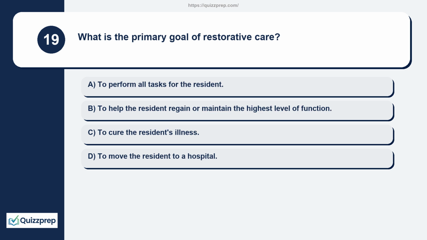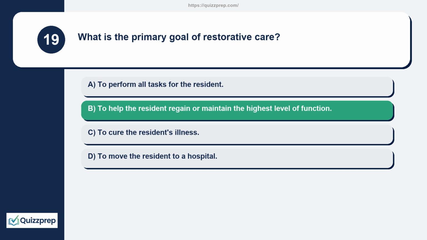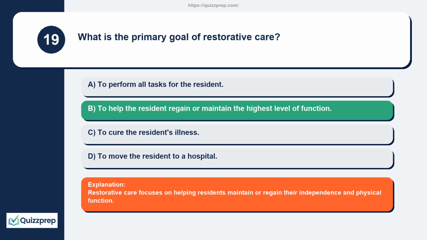Question 19. What is the primary goal of restorative care? To perform all tasks for the resident, to help the resident regain or maintain the highest level of function, to cure the resident's illness, to move the resident to a hospital. Restorative care focuses on helping residents maintain or regain their independence and physical function.